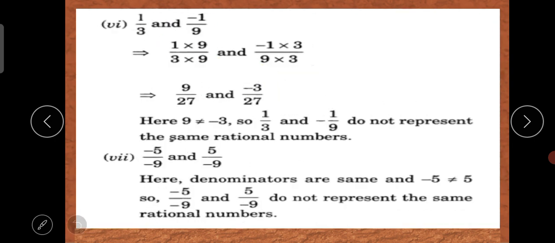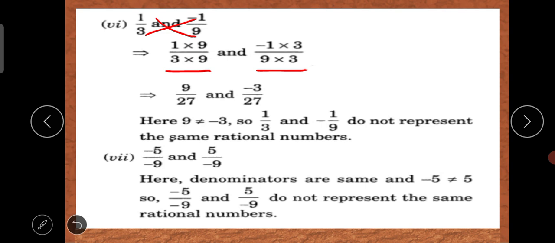Next question, see, 1 upon 3 and minus 1 upon 9. Again same method, cross multiply. Here we will get 3 upon 9, 9 into 3, and upside 1 into 9 and 3 into 1. So the answer is 9 upon 27 and minus 3 upon 27. Here we find that 9 and minus 3 are both different, so they do not represent the same rational number.